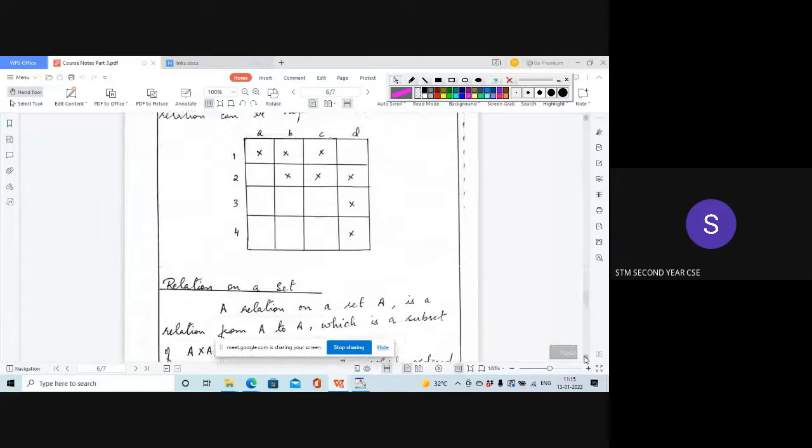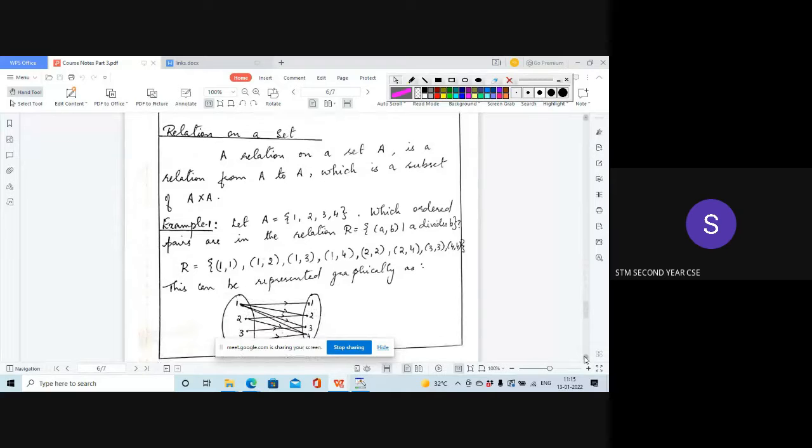So these were the four methods. Then we had discussed this earlier. That is a relation. If there is only a single set A, then we define the relation on A cross A. Only one relation is there. A relation on a set A is a relation from A to A, which is a subset of A cross A.